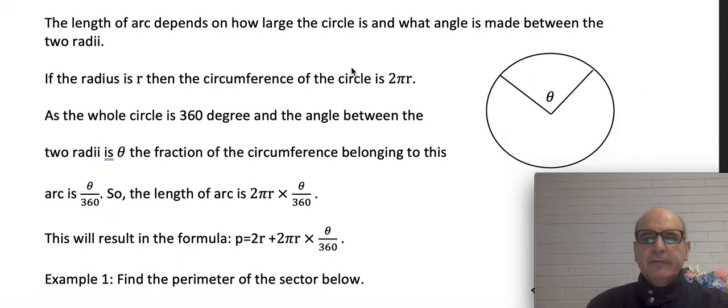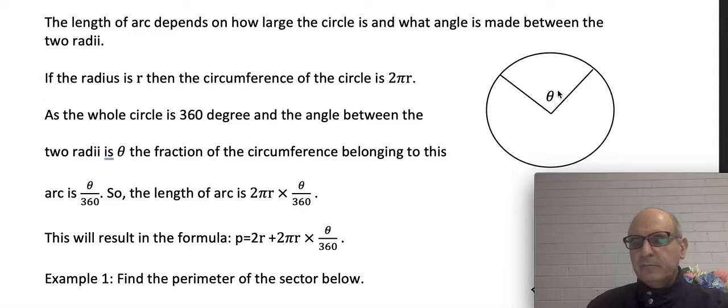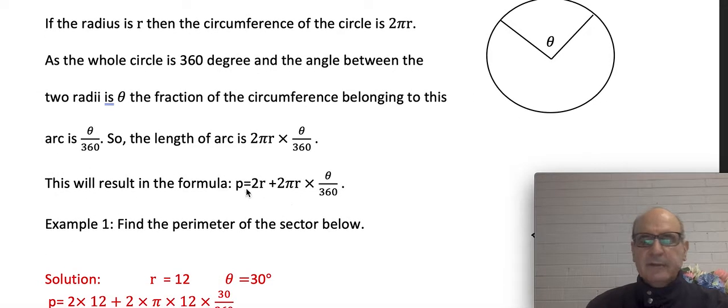But generally, if that angle is theta, the size of this angle in degrees, then the fraction of the circle is theta over 360. Whatever the angle is, over 360. Then we find the circumference of the whole circle, which is 2 times pi times r, times that fraction, the angle between the two radii over 360. That gives us the formula for the perimeter of the whole sector.